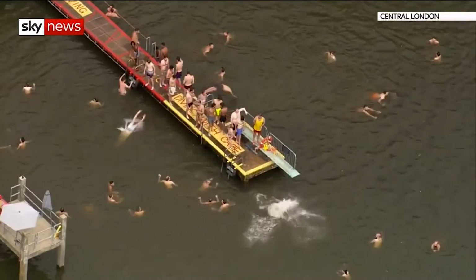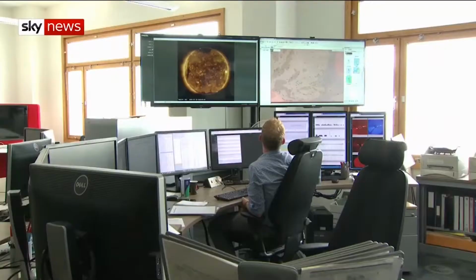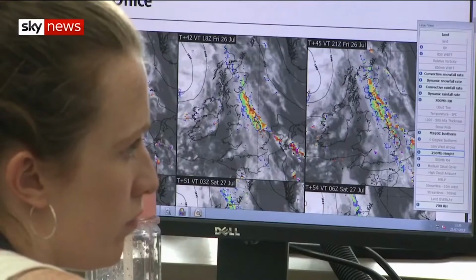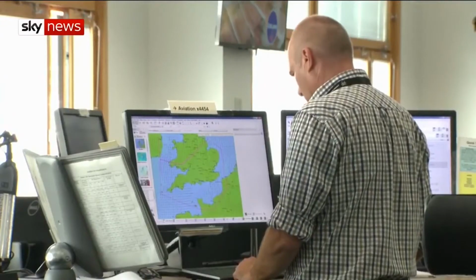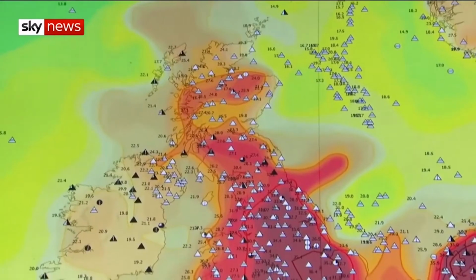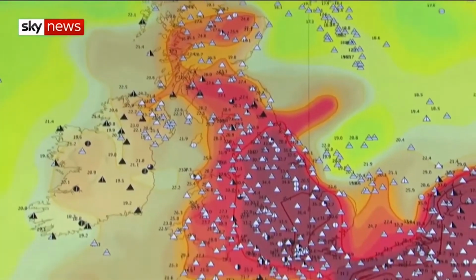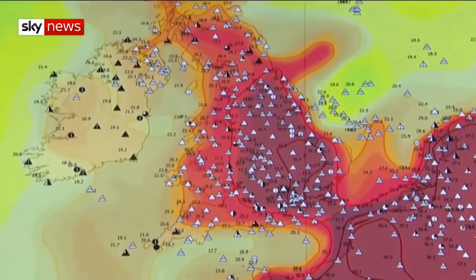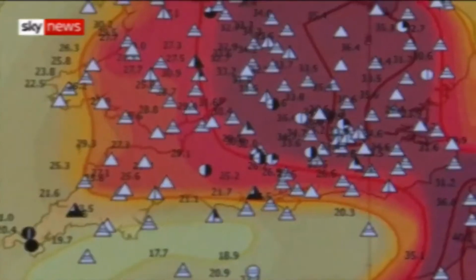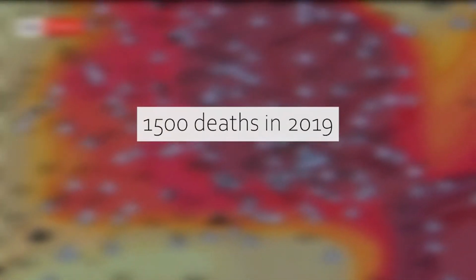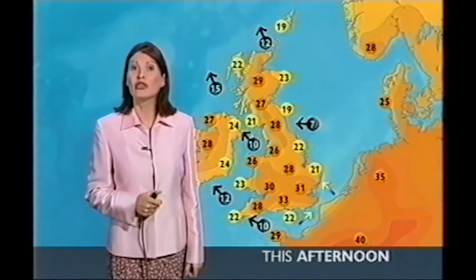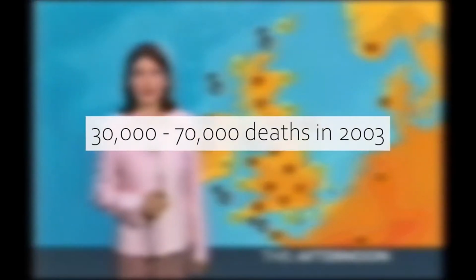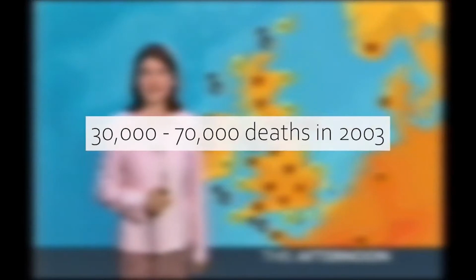London City Hall reported temperatures downtown sometimes 50 degrees Fahrenheit hotter than the surrounding rural areas, causing heat waves. As a result, people are dying. In France, during the 2019 heat waves, 1,500 people died, and in the 2003 heat wave, between 30,000 and 70,000 people were estimated to have died due to heat exhaustion.